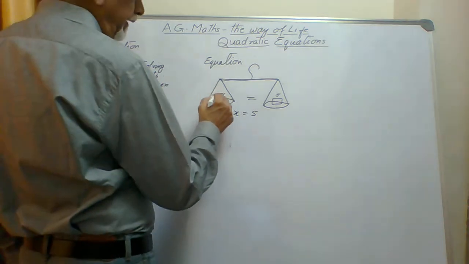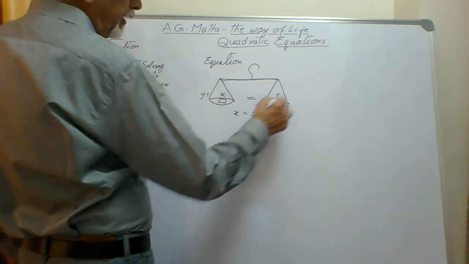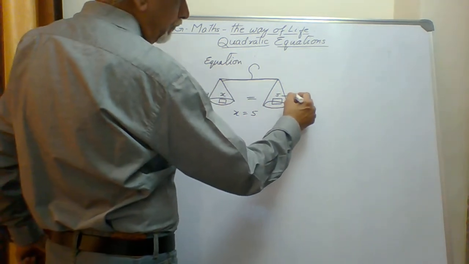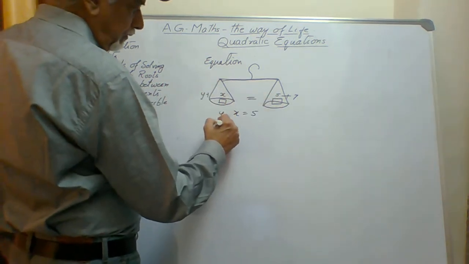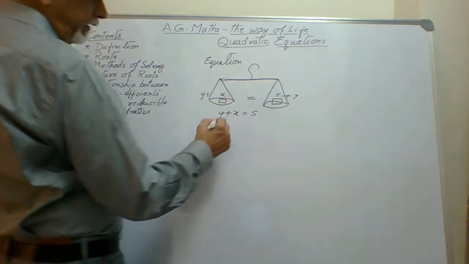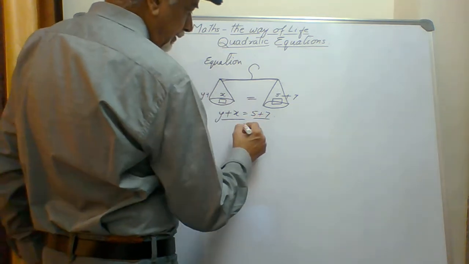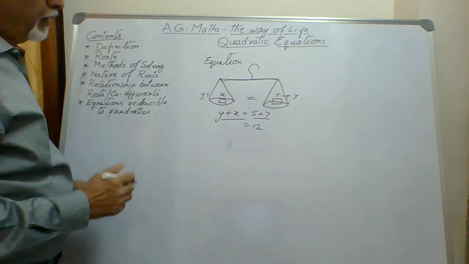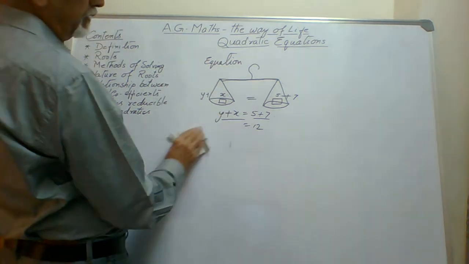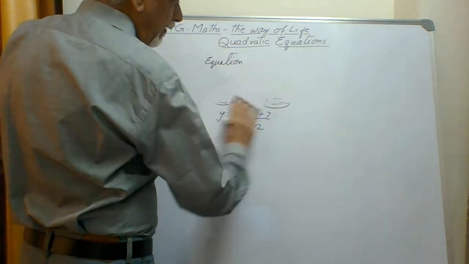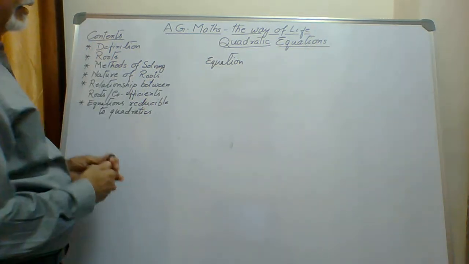Suppose I increase this side by some amount, say another y, then I have to add something more here, say about 7, to equate that. Then when we again write the equilibrium format, it becomes y plus x is equal to 5 plus 7. And this is what is known as an equation, and it is in the linear form. Linear means the power of the unknown variables, this x and y are the variables, should be 1. If the powers are more than 1, the name of the equation changes accordingly.